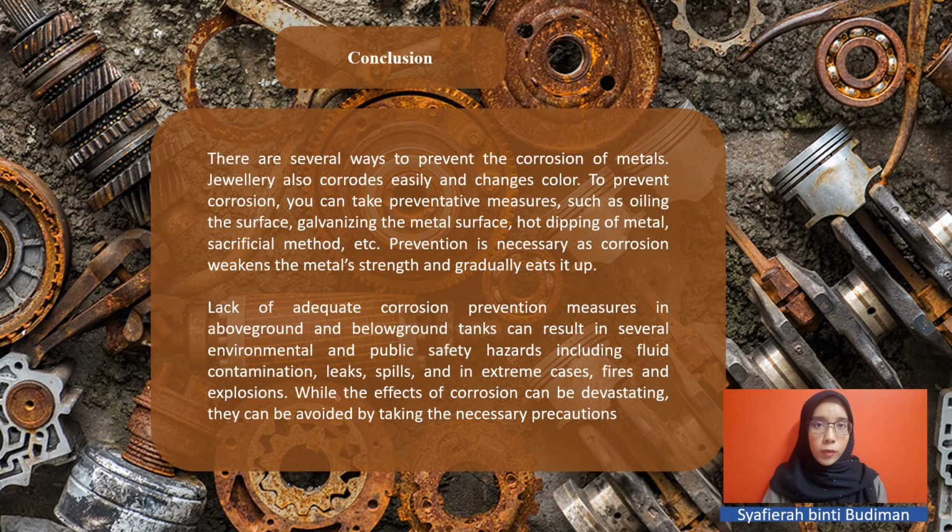In conclusion of our presentation today, there are several ways to prevent the corrosion of metal. Jewelry also corrodes easily and changes color. To prevent corrosion, you can take preventative measures such as oiling the surface, galvanizing the metal surface, hot dipping of metal, substitution method, and so on. Prevention is necessary as corrosion weakens the metal strength and gradually eats it up.